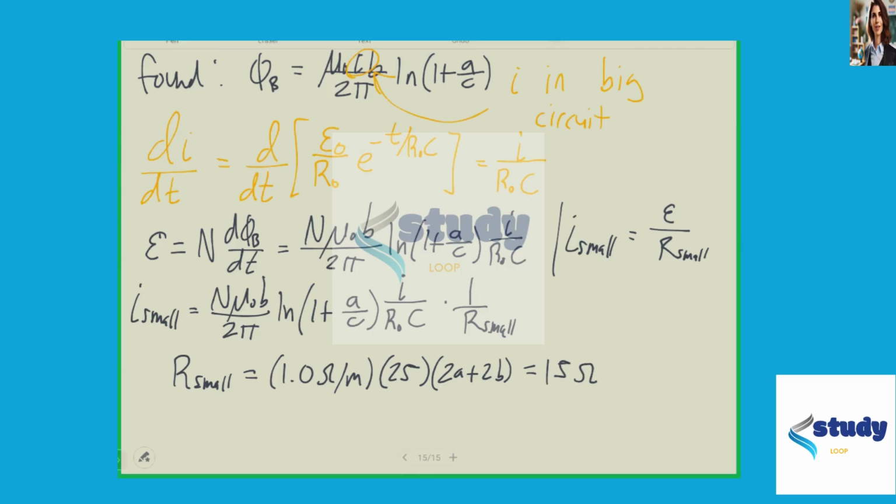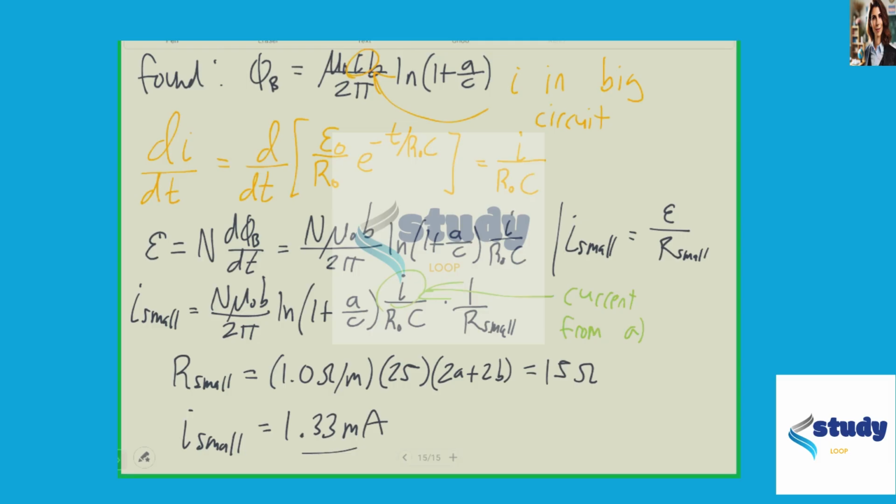So you know N, mu naught, B, A, C, I, R0, and C. I'll just note that this is the current from part A, right? So when you substitute all those numbers in, you find that I small is roughly 1.33 milliamps.